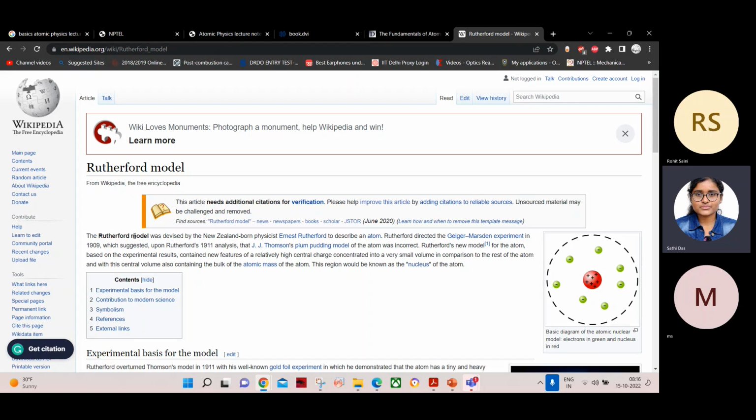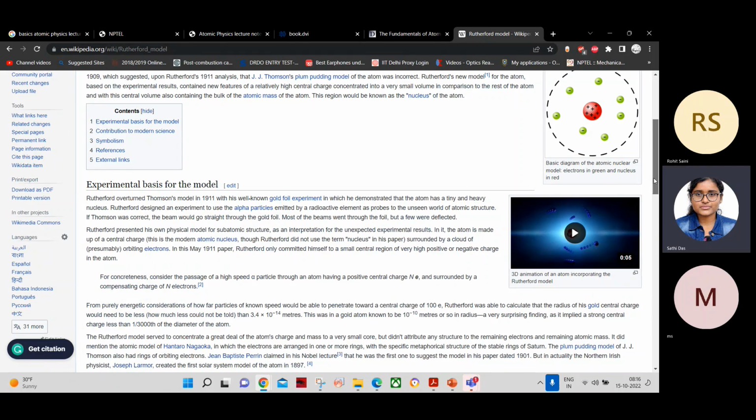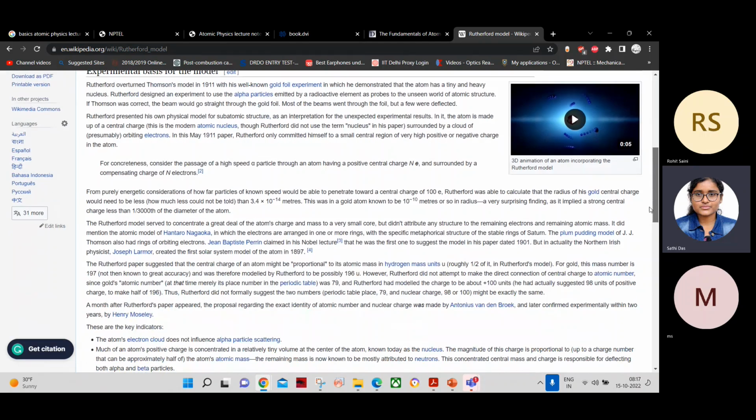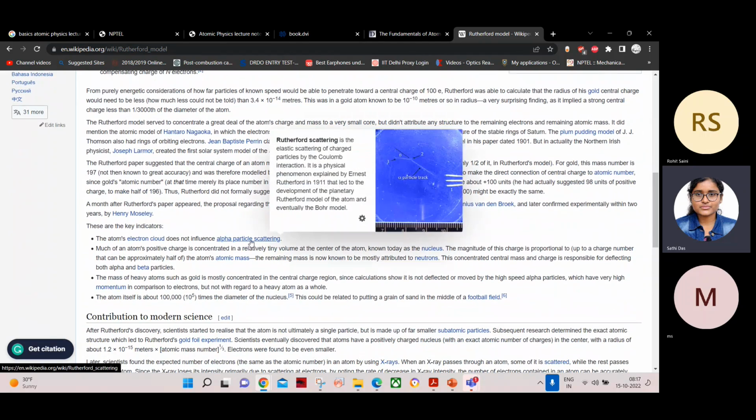So here what is written is that the Rutherford model was devised by Ernest Rutherford to describe an atom. Based on his experimental results, Rutherford noted features of a relatively high central charge concentrated in a very small volume, that is the nucleus, which also contains the bulk of the atomic mass of the atom. This region is called the nucleus. And the experimental basis is the alpha particle scattering experiment.